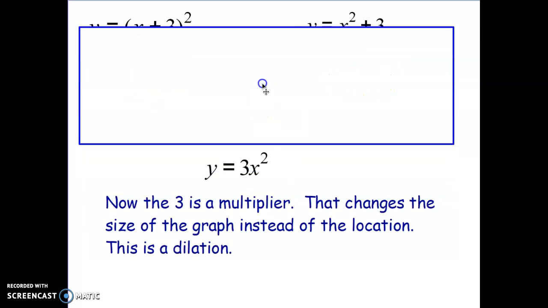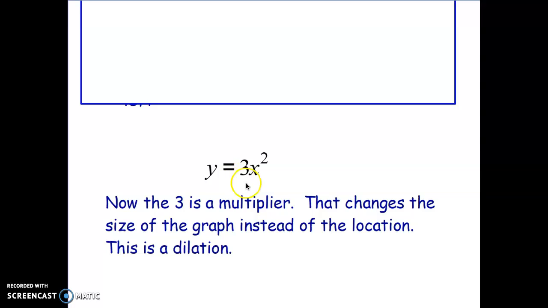So what we're going to look at in this video is what happens if you have a multiplier. So the 3 that's on the outside here is a multiplier, so it is not going to shift the graph. It's not going to move it or translate it in any way. What it's going to do is change the size of the graph. So that's why we call it a dilation.